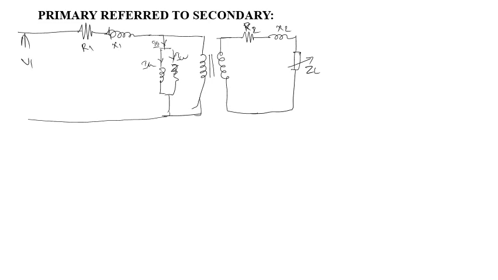We are giving V1 supply to this and I1 will flow through this. I2 will be here and this is V2. E2 is the EMF induced at the secondary winding due to the main flux. E1 is the primary winding induced EMF. So this is the basic equivalent circuit of a transformer.